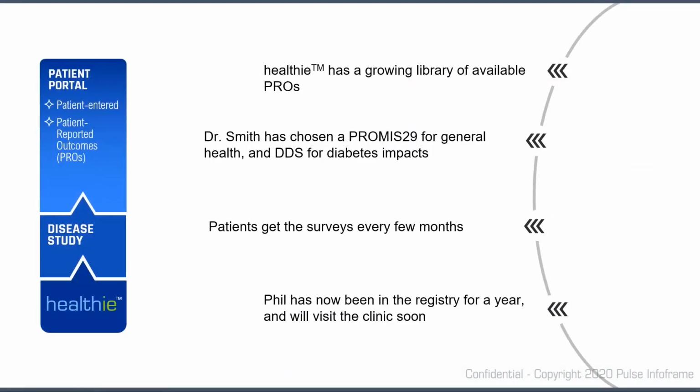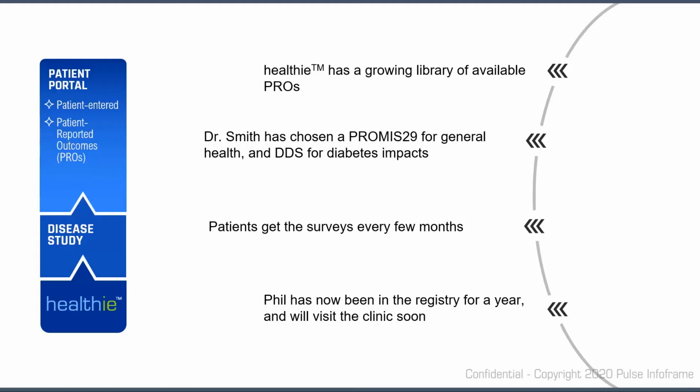Dr. Smith is using patient-reported outcome measures, which are sets of standardized, well-researched, and validated questionnaires for patients about their health and how their symptoms impact the activities they do on a daily basis. The study team chose Promise 29, which tracks 7 dimensions of health and well-being, as well as the Diabetes Distress Scale, which is specific to the burden of diabetes.